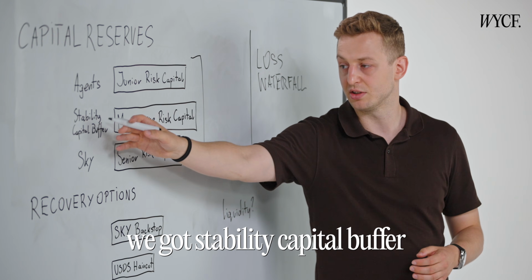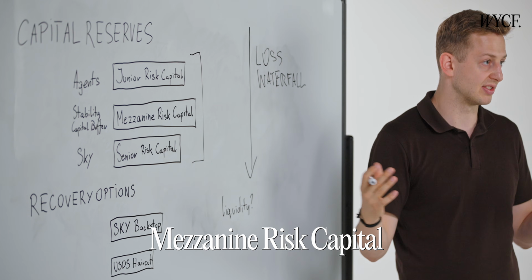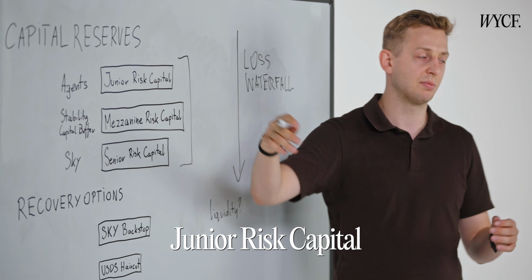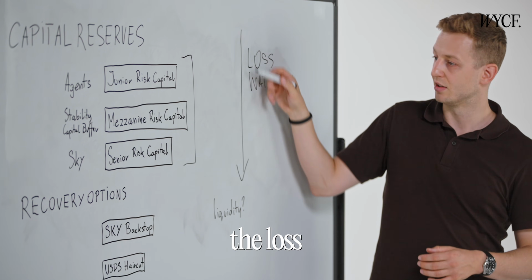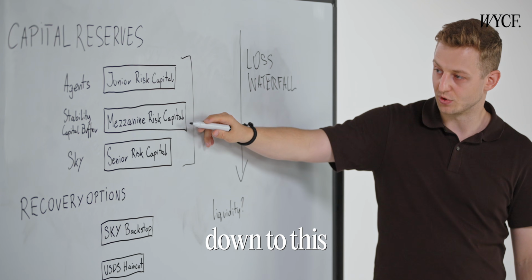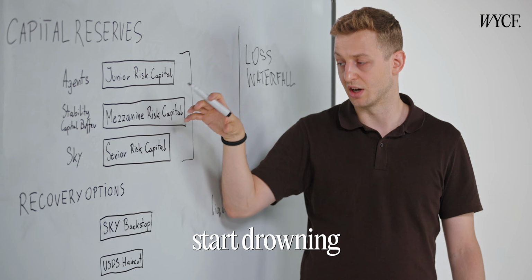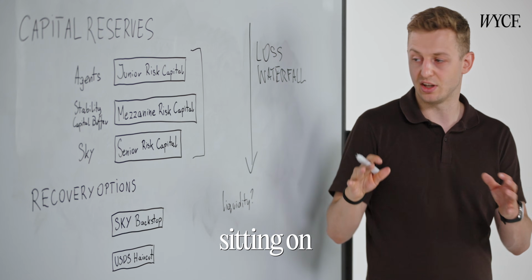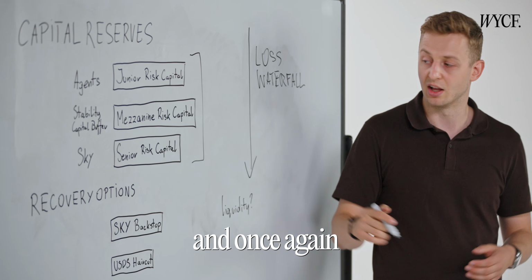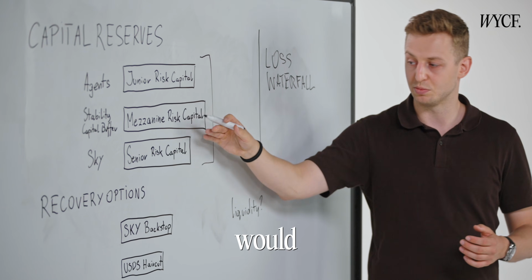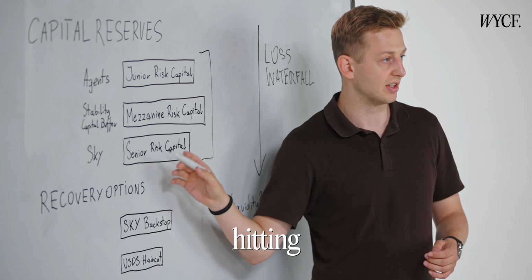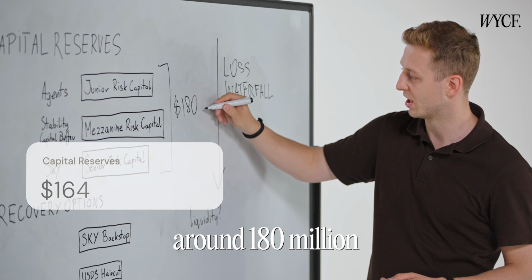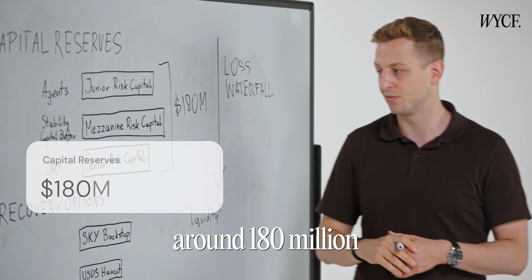Then we've got the stability capital buffer. This is mezzanine risk capital, sitting in the middle, at the protocol level. If junior risk capital were exhausted, only then would the loss come down to this level and start draining that. And lastly, we've got the Sky protocol, which is sitting on senior risk capital. Once again, only if those two tranches were exhausted would the loss start hitting this bracket. Altogether, it's at the moment around 180 mil of capital.